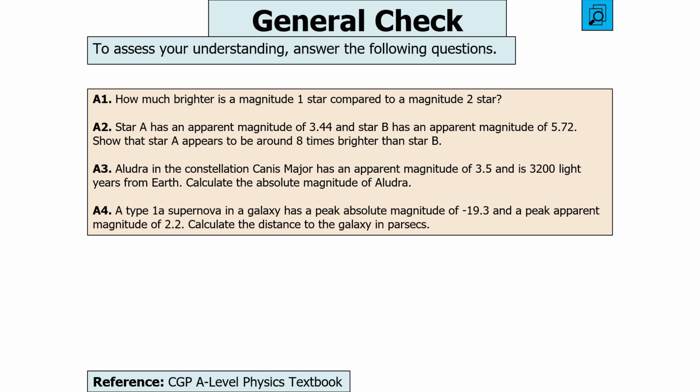Then Aludra in the constellation Canis Major has an apparent magnitude of 3.5 and is 3,200 light years from the Earth. Calculate the absolute magnitude of Aludra. Then a type 1a supernova in a galaxy has a peak absolute magnitude of minus 19.3 and a peak apparent magnitude of 2.2. Calculate the distance to the galaxy in parsecs.